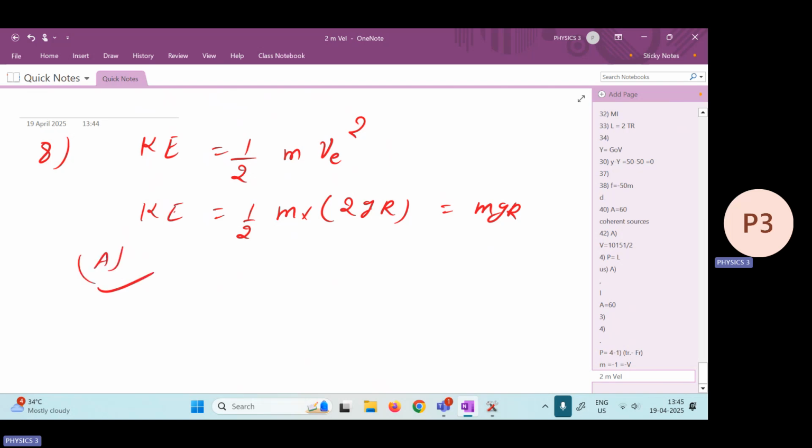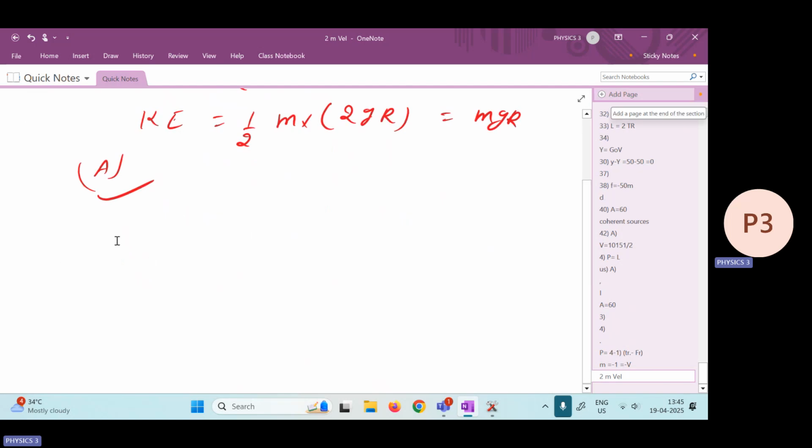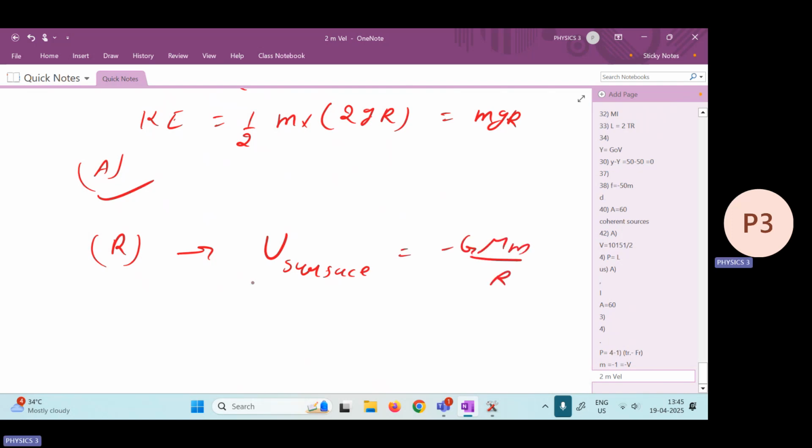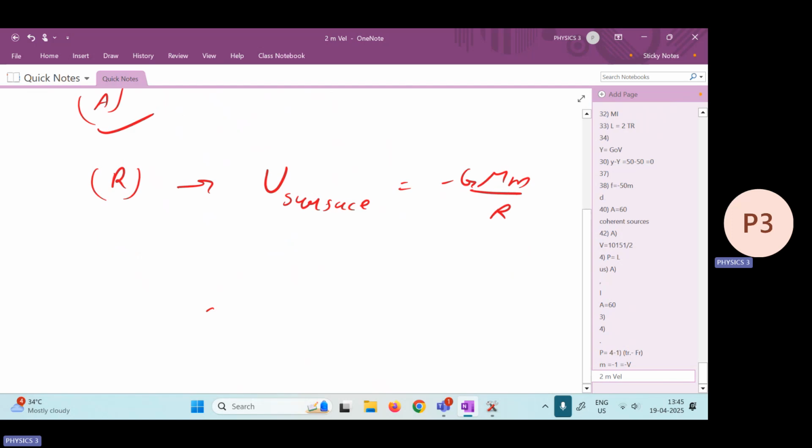The reason is that potential energy at the surface of Earth is 0. It is wrong because potential energy at the surface of Earth is minus GMm upon R. So it is not 0. So reason is wrong. Assertion is correct. C option is absolutely true in this situation. Now let's go to the next question.